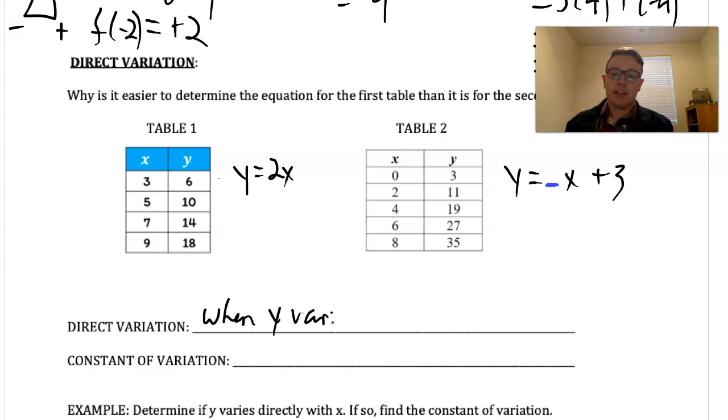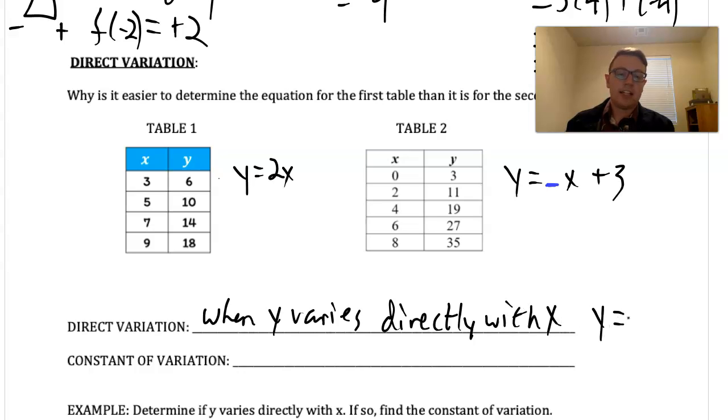So this is when y varies directly with x, and it takes the form y is equal to k times x. Our constant of variation is k, we give it a special name, and k is just going to be equal to y divided by x.